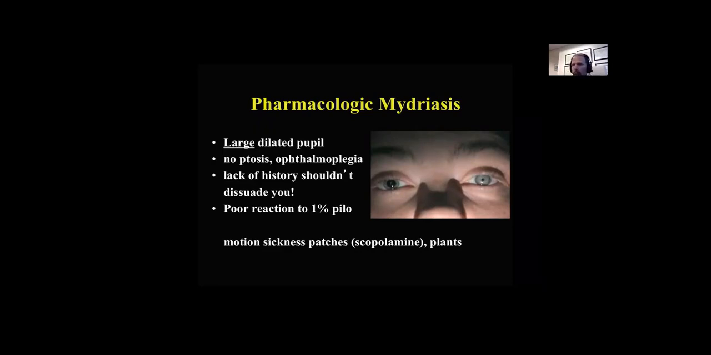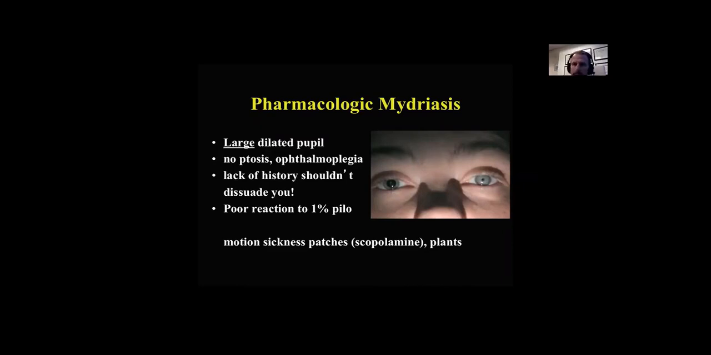If there's a pharmacologic blockade, even partial, then the pupil won't get as small. So a large dilated pupil, we do this all the time in clinic, right? No ptosis, no ophthalmoplegia, no fellow travelers. I say here the lack of a history of something in the eye shouldn't dissuade you. I've seen all sorts of bizarre stories.